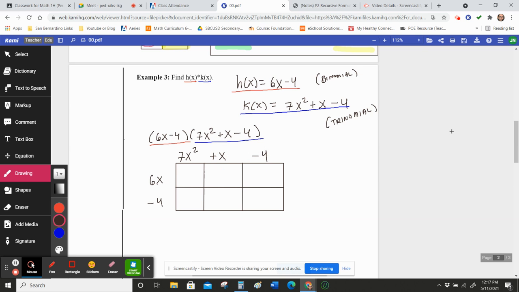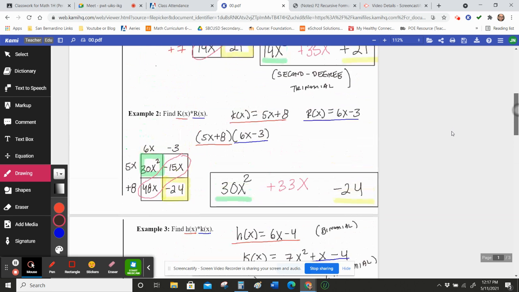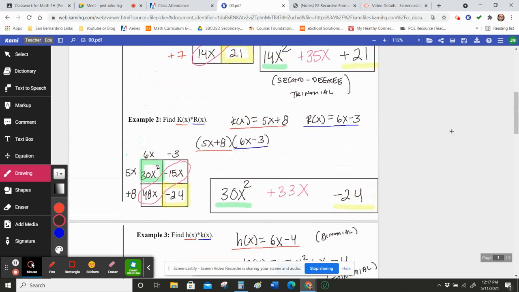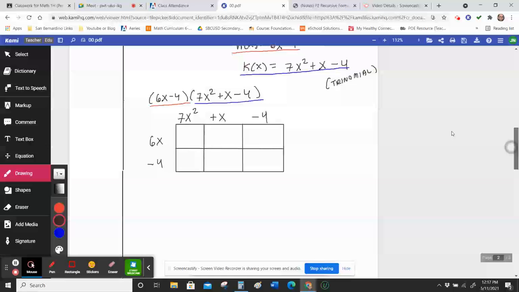Now, in this example, of course, it does matter what goes where. On the last example, I said it doesn't matter what you put where. You can put the 6x minus 3 on the top, or you can put the 6x minus 3 on the side. It doesn't really matter because it's a 2 by 2 box. For this one, it does matter because we have a 3 by 2 box, which means that the three terms have to go on the section where it has 3 rows or 3 columns. All right, so just keep that in mind when you're drawing your box.